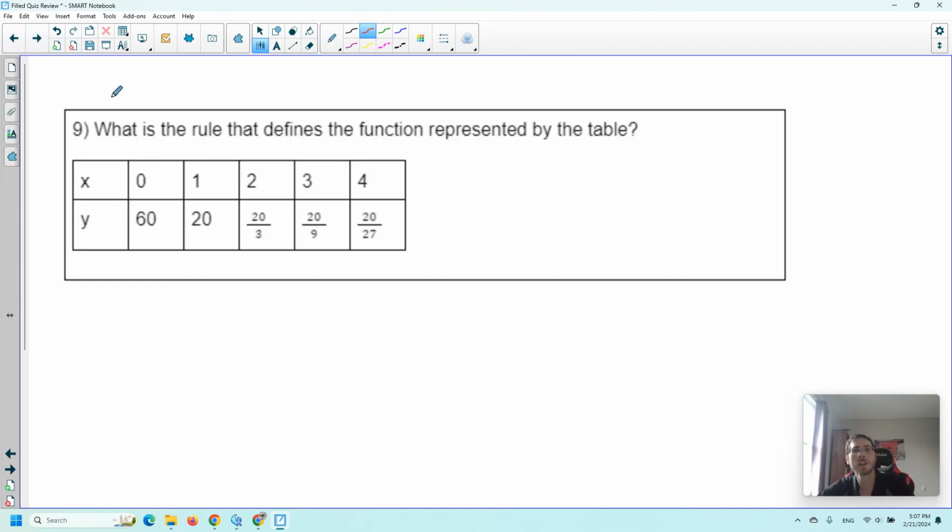All right, for number 9, what's the rule that defines the function represented by the table? So for this, we just have to use our equations. This is pretty quick. It's going to be y equals a times b to the x, where a is always the y-intercept, or the starting amount, and b is what you multiply by.